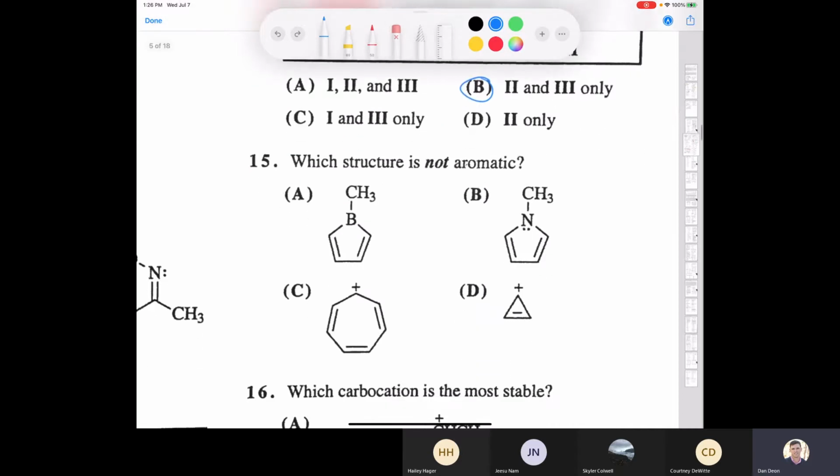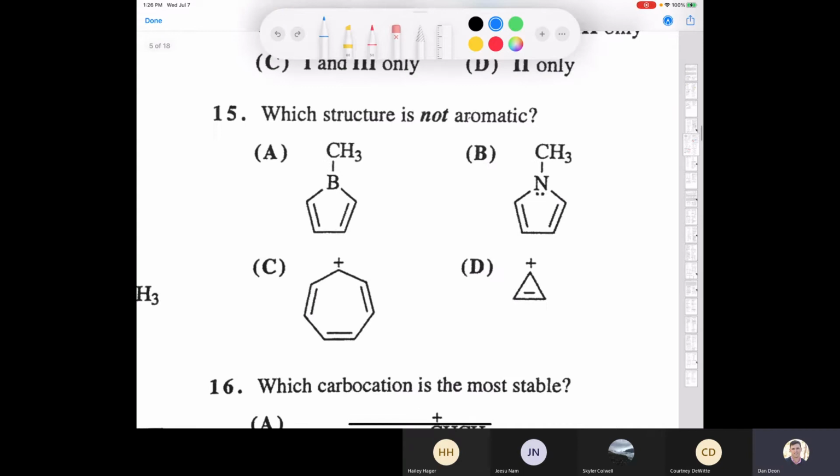Let's try number 15. This one's kind of a quick one. Could anybody tell me which one of these is not aromatic? So that means that all of them are aromatic except one.